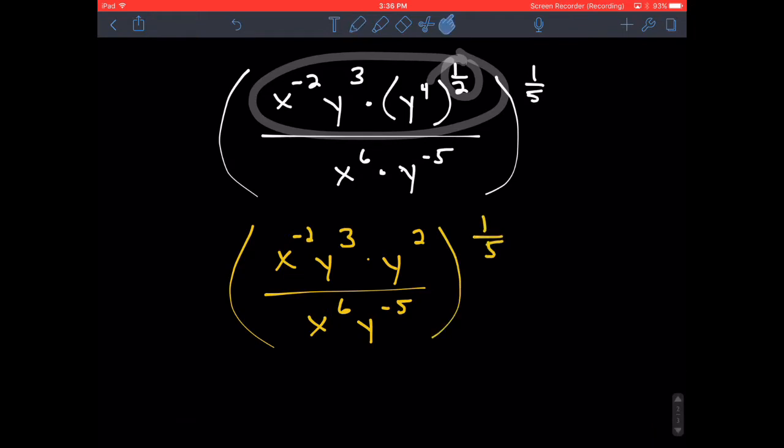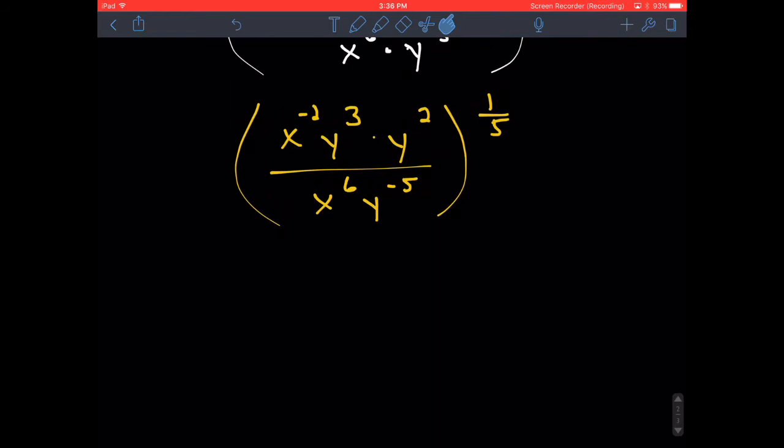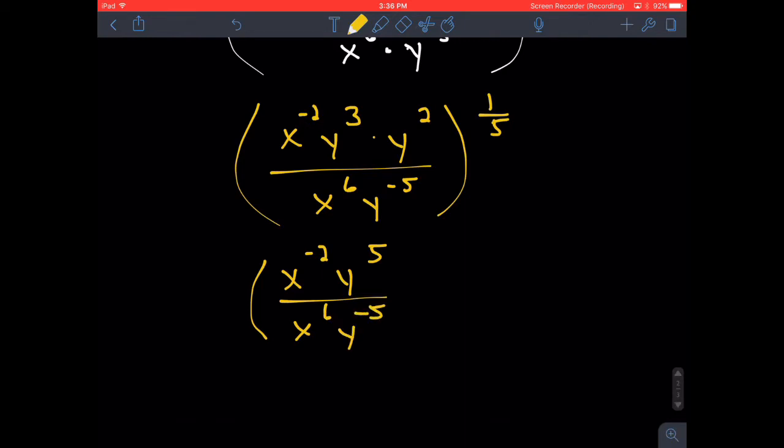Of course, we can't forget that 1/5. Now let's combine our y's in the top. We're going to get x to the minus 2, y to the 5, over x to the 6, y to the minus 5. All of this raised once again to the 1/5 power.